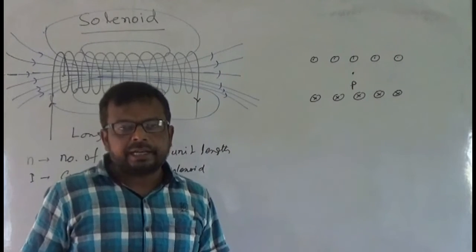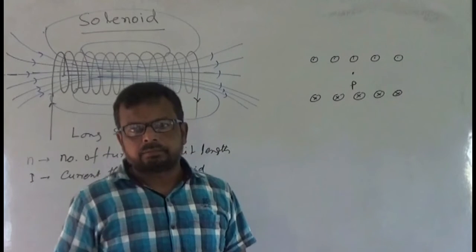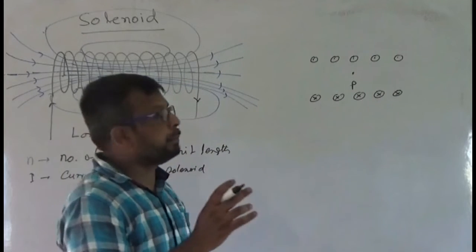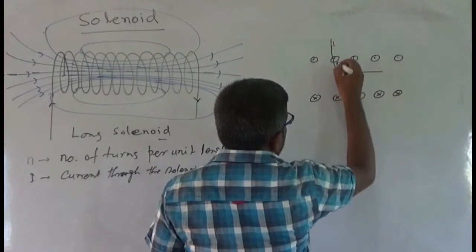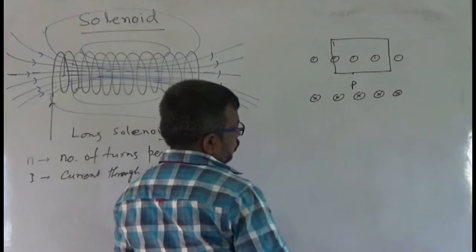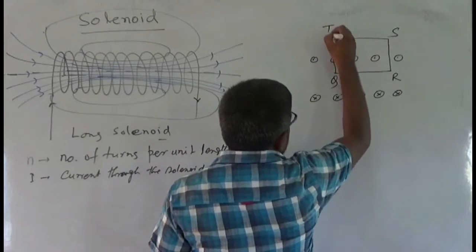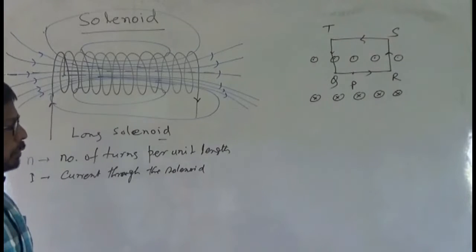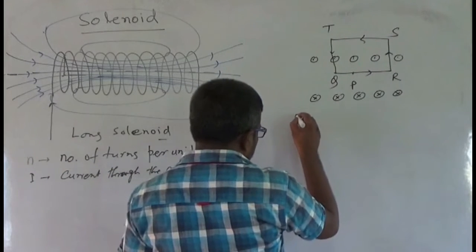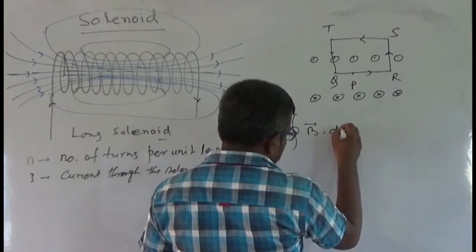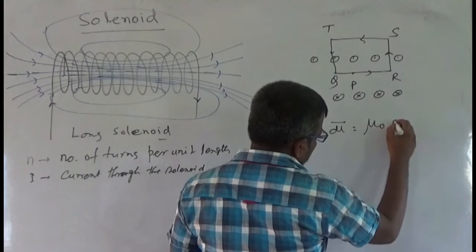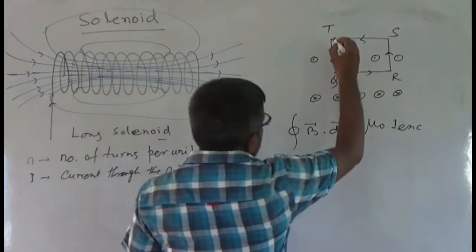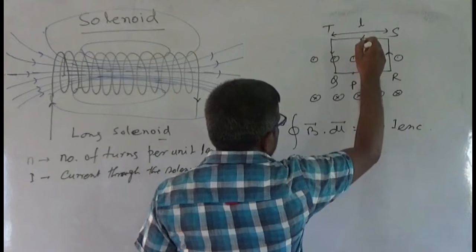To calculate the magnetic field at a point P, which is well within the solenoid, we consider a rectangular loop passing through the point P. Let us say QRST is the closed loop passing through the point P. Now, according to Ampere's circuital theorem, the closed integral of B dot dl will be equal to mu naught I enclosed. Let us say the length of this loop is small l and the breadth is b.